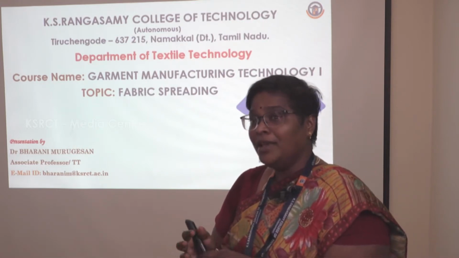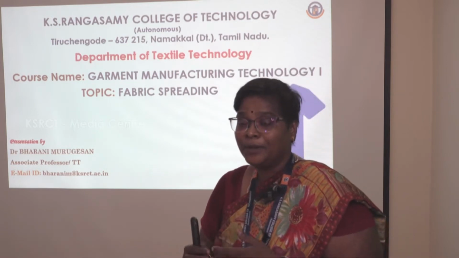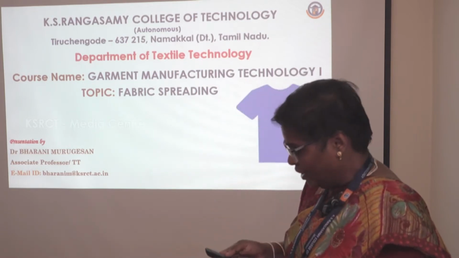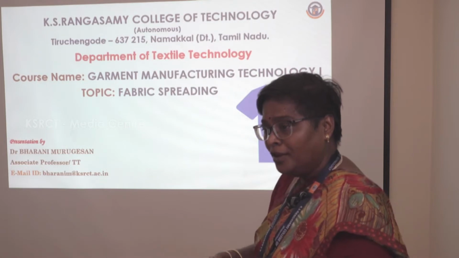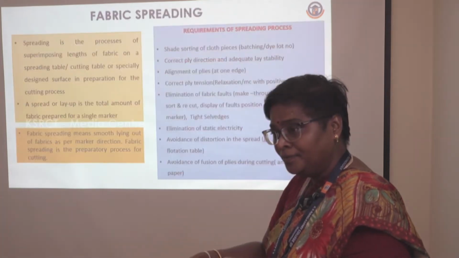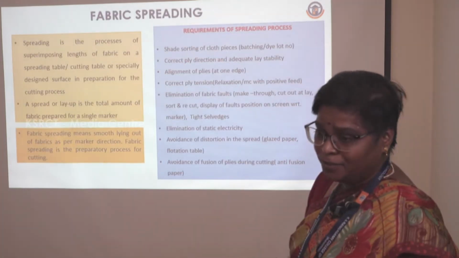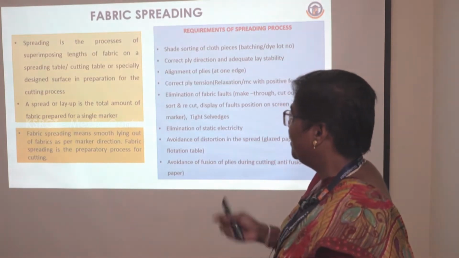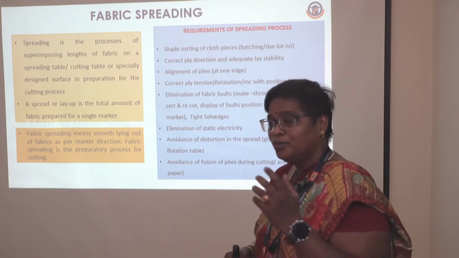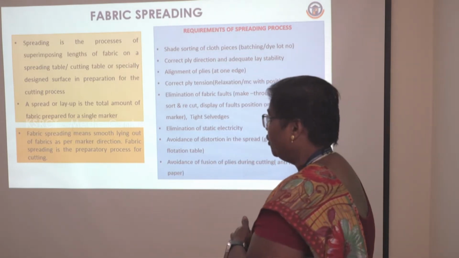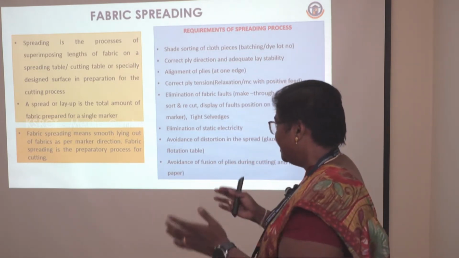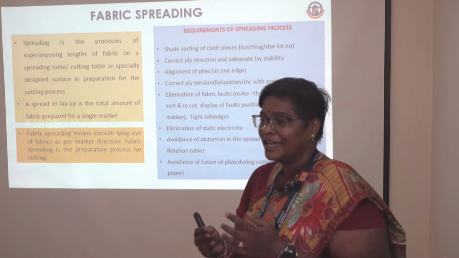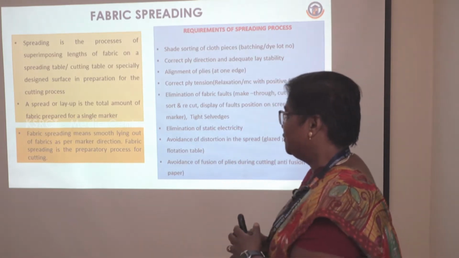At the same time, we will also do a kind of inspection when we prepare the lay. So let us see now. For example, take spreading, or fabric spreading. Spreading is the process of superimposing lengths of fabric on a spreading table, cutting table, or a specially designed surface in preparation for the cutting process.